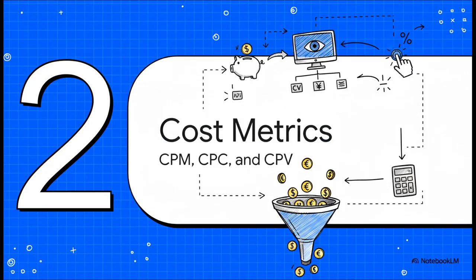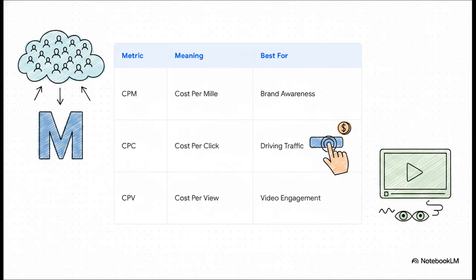Moving right along, section 2, cost metrics. Okay, here are your big 3 cost models. First up is CPM, or cost per mil. Fun fact here, mil is actually Latin for 1,000, so this is simply your cost per 1,000 impressions. Next is CPC, or cost per click, where you literally pay for the tap. And finally, CPV, cost per view, which is specifically designed for video.